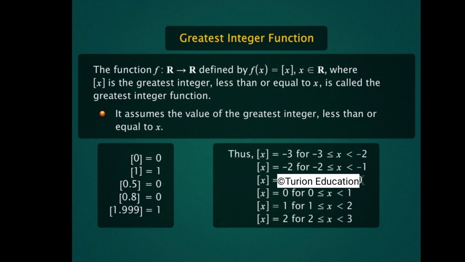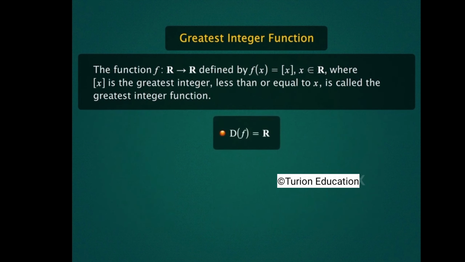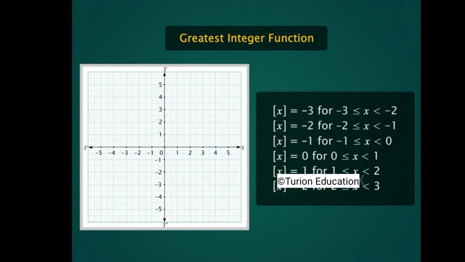From the definition of greatest integer function, we can see that no matter what the value of x is, the value of f of x is always an integer. The domain of the greatest integer function is the set of real numbers R, and the range is Z, the set of integers. It is interesting to draw the graph of this function. Let's take some values of the function.